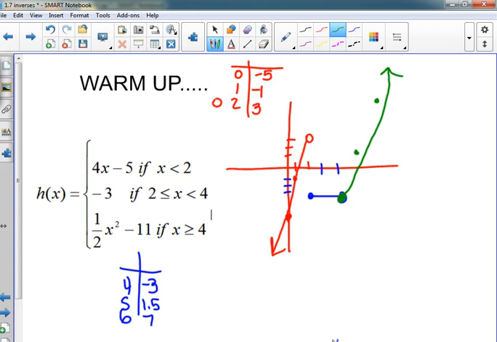So the thing to do, one more time, guys, is test these points. Test a 2 in this rule and a 2 in this rule. Is it the same or different? If it's different, then it's discontinuous there. Test a 4 in this rule and a 4 in this rule. Same, continuous; different, discontinuous. All right.